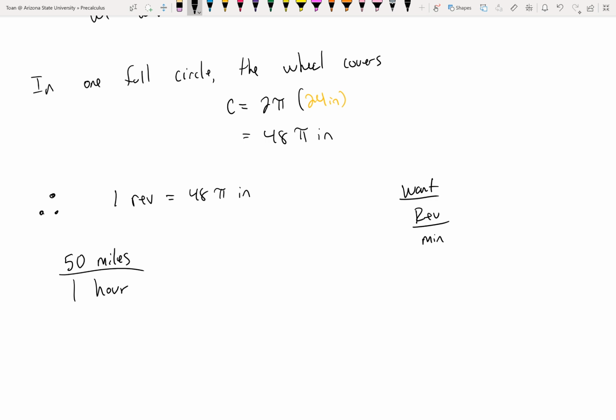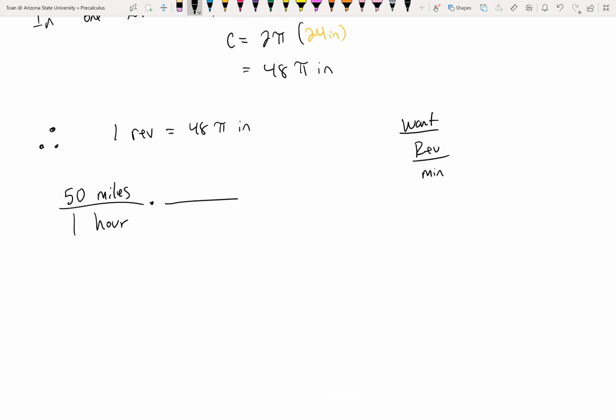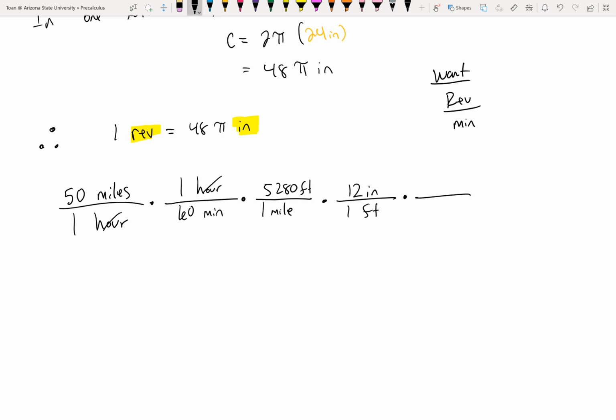Let's go ahead and change the hours into minutes. Well, we do know that 1 hour is 60 minutes. So that takes care of the hours. Now all I need to do is change the miles into revolutions. Well, how do I do that? Notice here, we're relating revolutions to inches. So I need to first change the miles into inches, and then I can change the inches into revolutions. Well, we know that 1 mile is 5280 feet, and 1 foot is 12 inches. And then as our previous work said, 48 pi inches equals 1 revolution. And then that should take care of our dimensions.